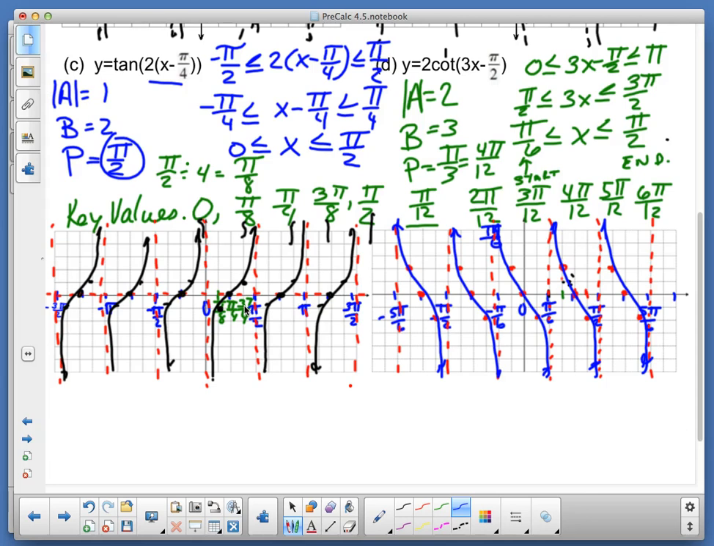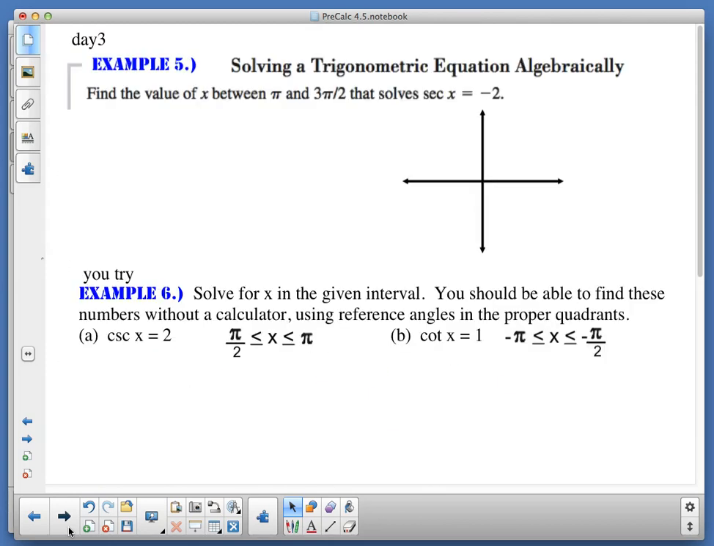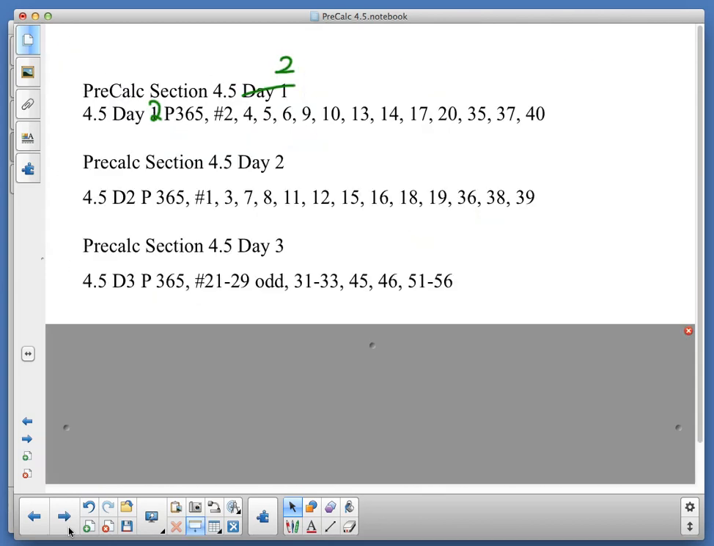Okay, let's look. They're skipping over stuff. If we can get there. We got to skip over day 2. I think we're on page day 3. Wow, I just blew right by that.